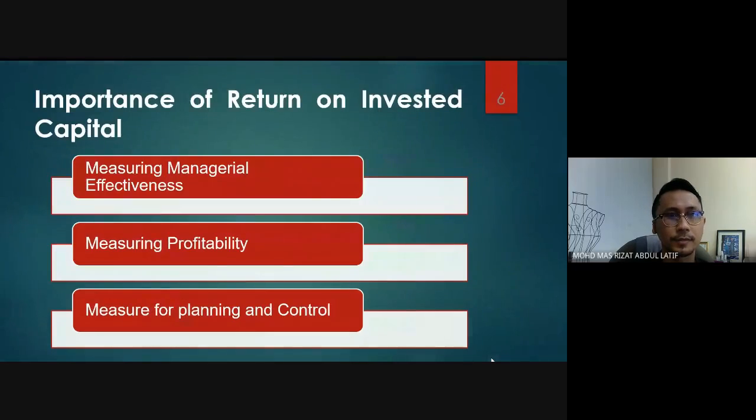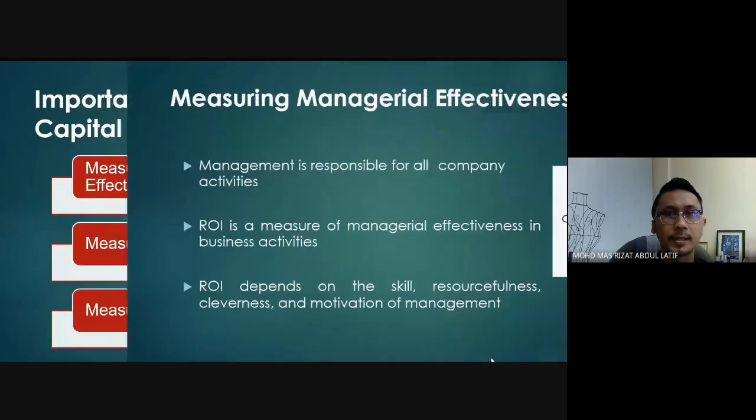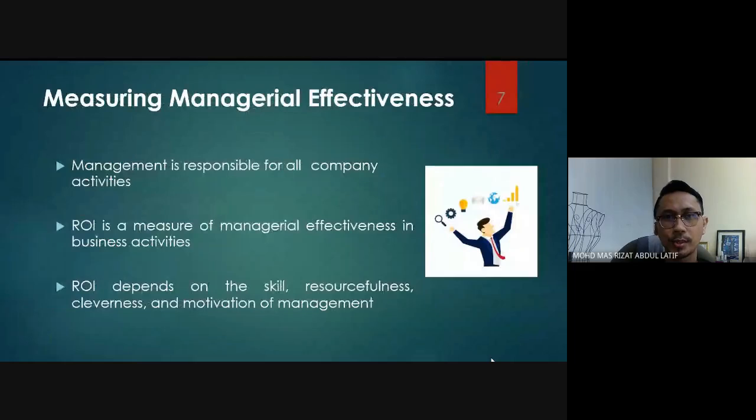Okay, now let's look at the first one. In terms of measuring managerial effectiveness, the level of return on invested capital depends primarily on skill, resourcefulness, ingenuity, and motivation of the management. So management is responsible for the company's business activities. So it makes financing, investing, and operating activities and operating decisions. So it selects actions, plans strategies, and execute the plans.